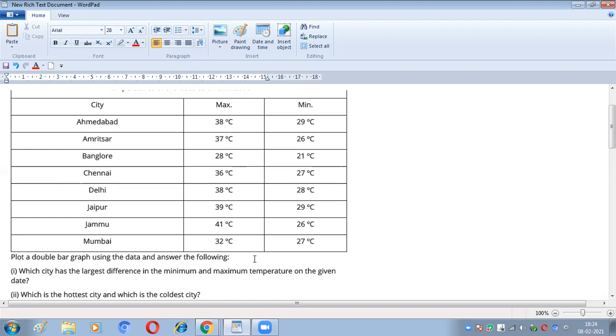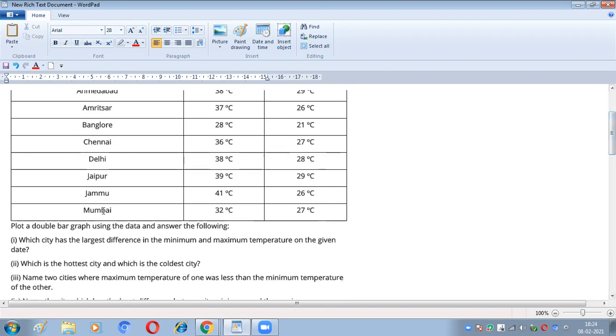And 32 is also not the largest number. So 41 is the answer for the second part. And which city has 41? Jammu has the maximum temperature of 41 degrees Celsius. So the answer for this part, the hottest city, will be Jammu.